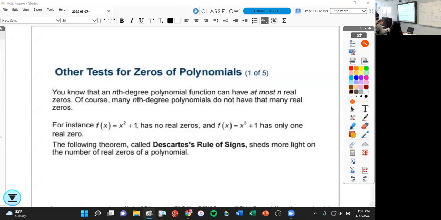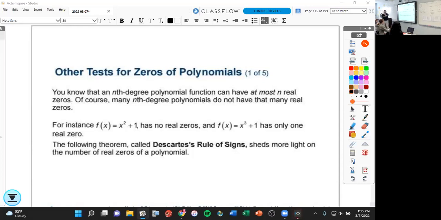What that means is if I have a 12th degree polynomial, it is possible that that polynomial has 12 real solutions. However, it's possible that that 12th degree polynomial only has 8 real solutions and the other 4 would be complex. Okay, so that's what this is saying. That's why it says, of course, many nth degree polynomials do not have that many real zeros. For instance, f of x equals x squared plus 1. That is a quadratic that opens up, shifted 1 unit up. So you know that will never touch the x-axis, correct? So though it's a second degree polynomial, it does not have 2 real solutions.